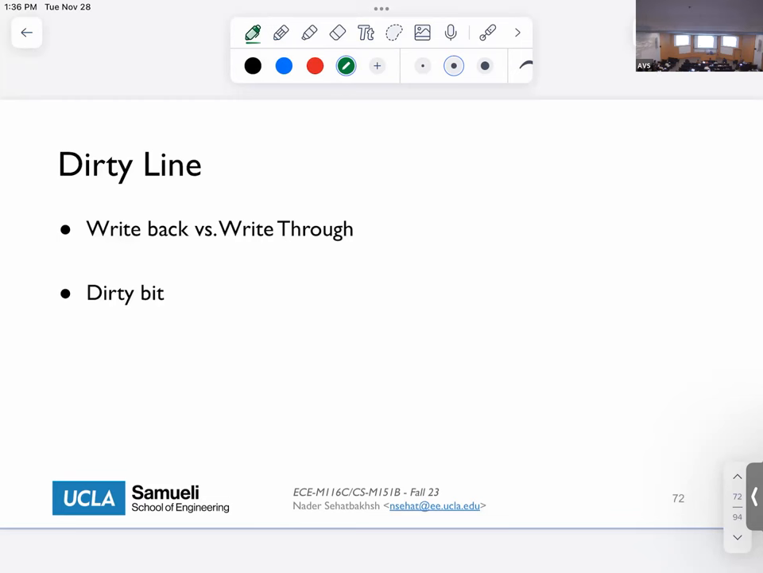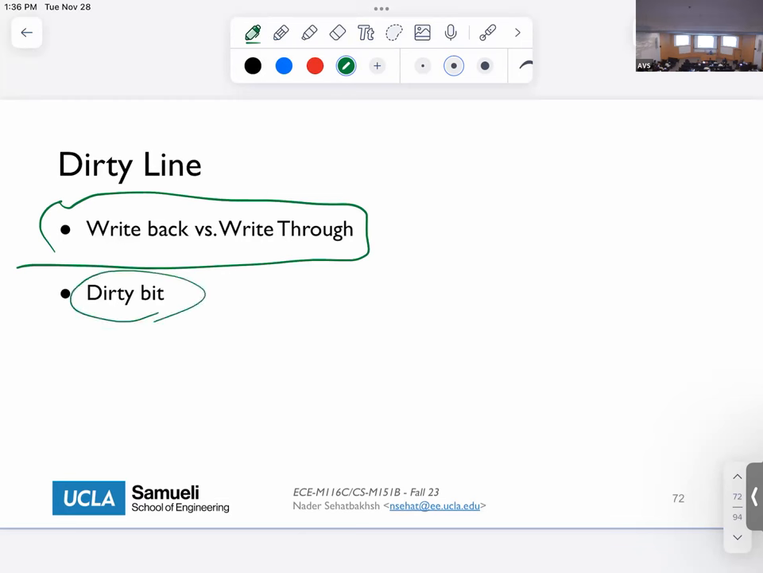And by the way, as I said, this dirty line exists only when we have the write back strategy. In order to find out whether or not this line is dirty, we have a dirty bit. Essentially just one flag that's either zero or one for each line. And as I said, from now on I mainly focus on write back and write allocate, because most of our systems are based on that.